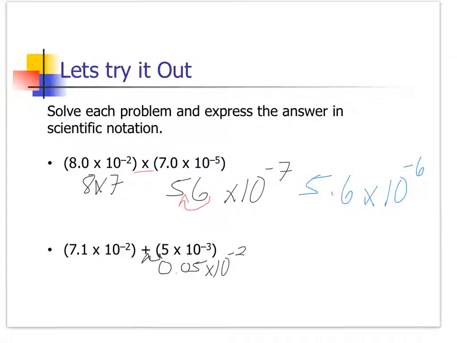I can add 7.1 plus 0.05, and that's going to give me a pretty small number of 7.6, or rather 7.15, and that would be times 10 to the negative 2, because that's the same one. These two are both negative 2, and so that has to be the same part there. And so again, a little tricky.